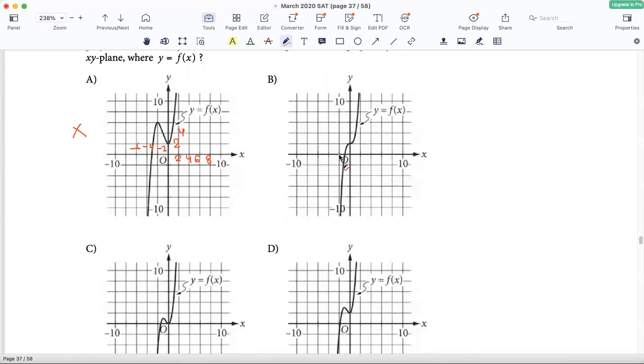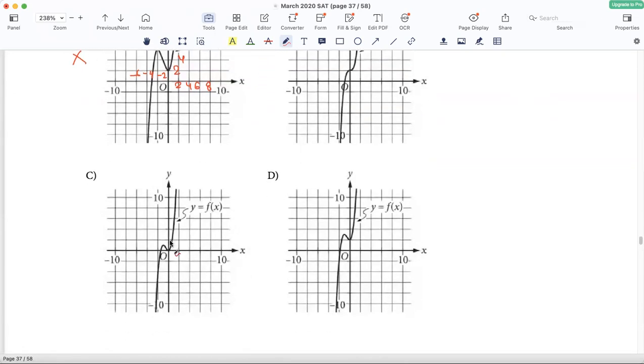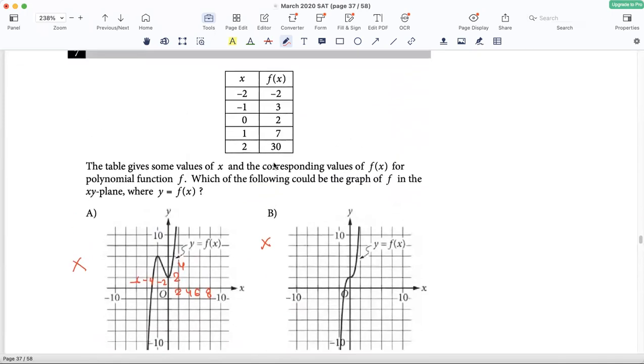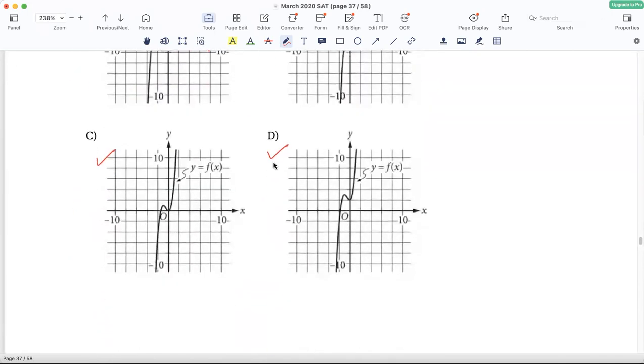At negative 2, this is really low, so this is out. At -2, this is -2, so this is possible. And here, -2, yes, it does look like -2, so this is possible. Let's verify with the other one, -1 and 3. At -1, this is 1, so this is out. At -1, this is 3. So the right answer is D.